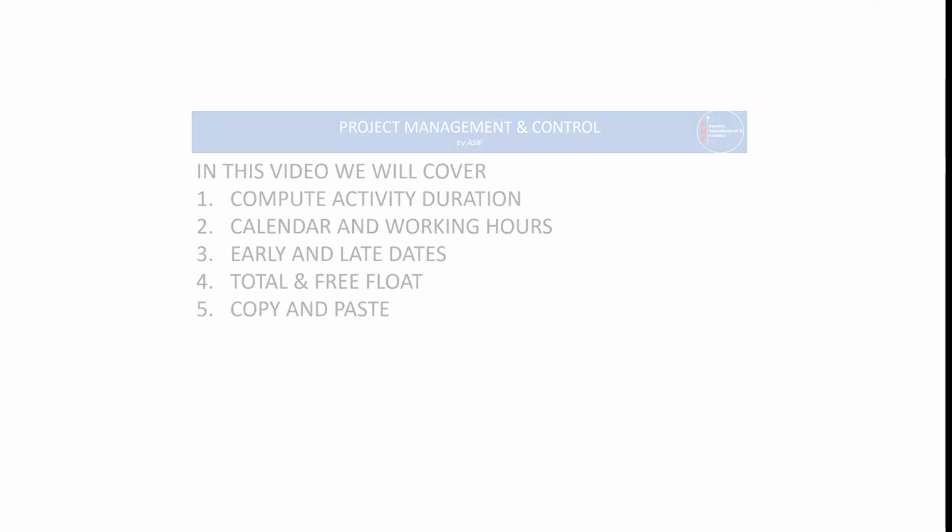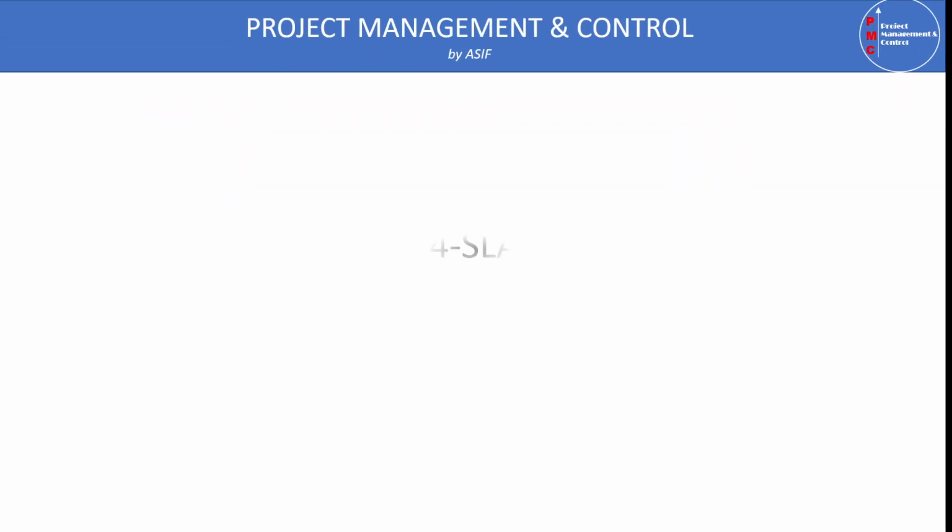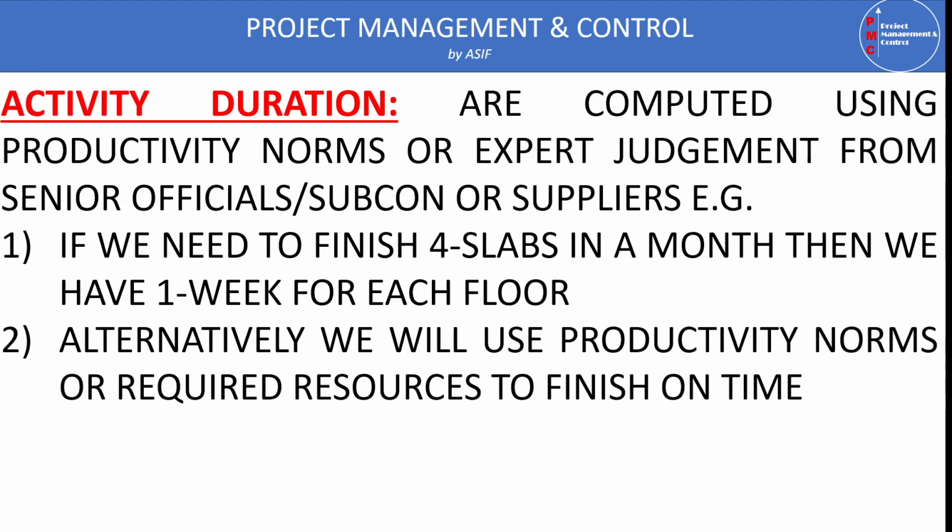So now we'll see how we compute the activity duration in Primavera. Activity duration is the time required to complete an activity. When we are making a program, we need to divide any task into smaller activities which can be managed and defined separately. For example, concreting work. You can define concreting work like fixing formwork, laying reinforcement and pouring. So one concrete work activity can be divided into three further activities.